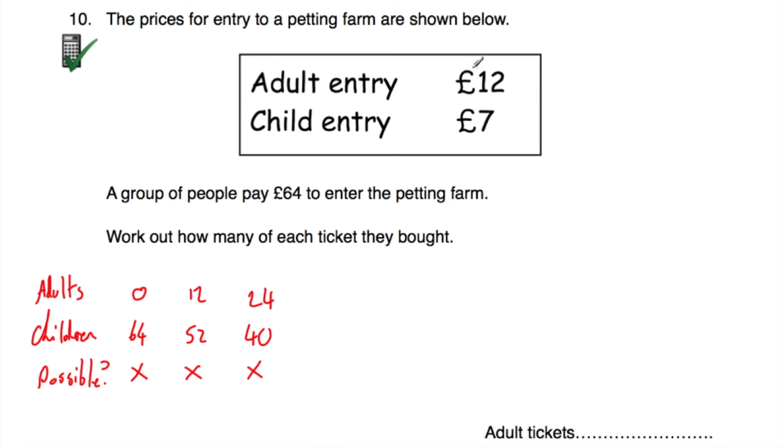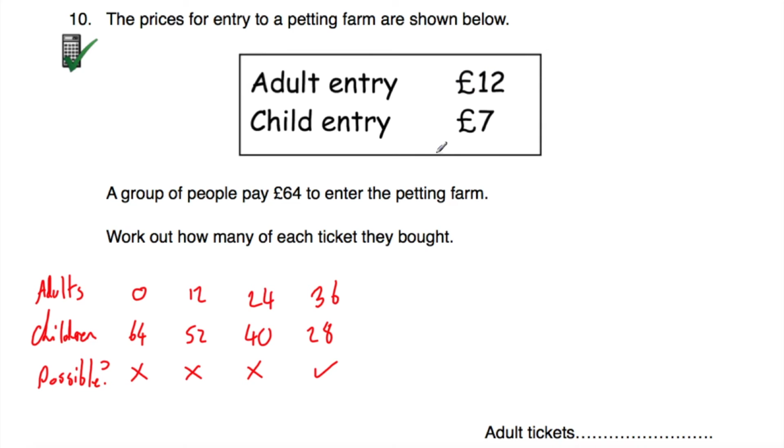Okay, another adult ticket, well, 3 adults would be £36. And then if we do 64, take away 36, that's equal to 28. Now actually 28 is in the 7 times tables because 4 times 7 is equal to 28. So this would be 3 adult tickets and 4 child tickets. So that is possible. Let's just carry on and make sure there's no other options.